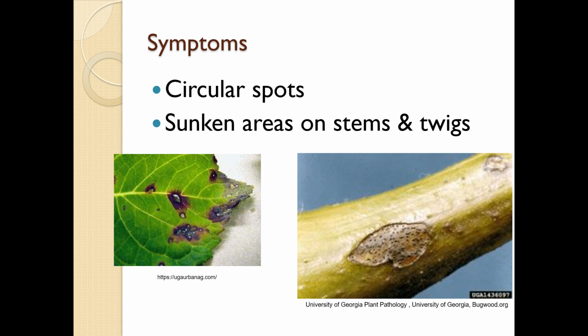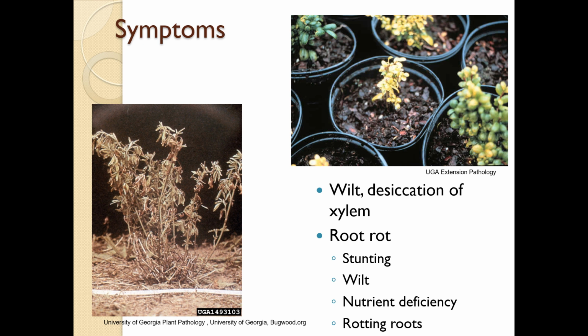Symptoms include circular spots, sunken areas on stems and twigs. On the left, we've got a Cercospora leaf spot on hydrangea, and on the right, we've got black rot on grapes. So symptoms include wilt, desiccation of xylem, root rot, stunting, nutrient deficiency, rotting roots. We've got black root rot on the right and verticillium on the left.